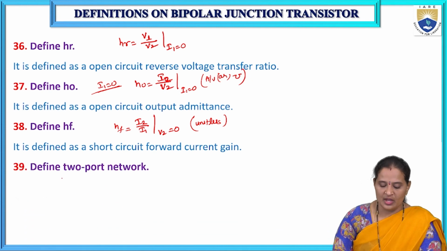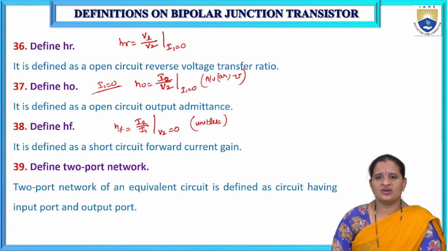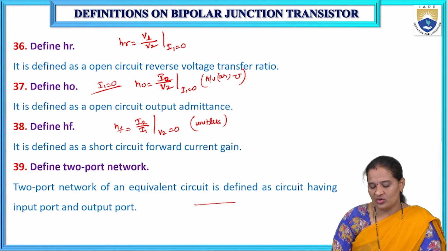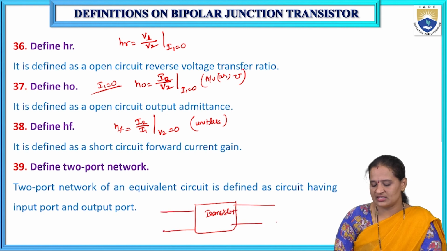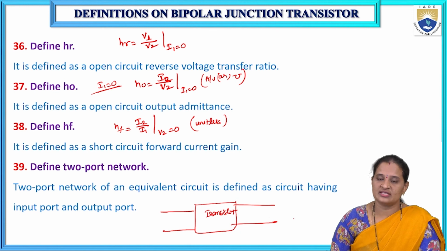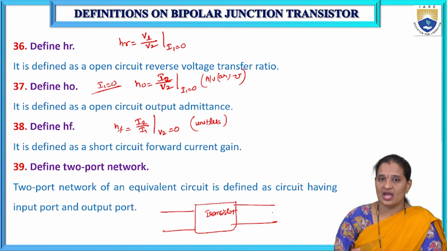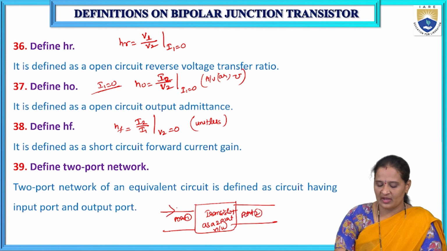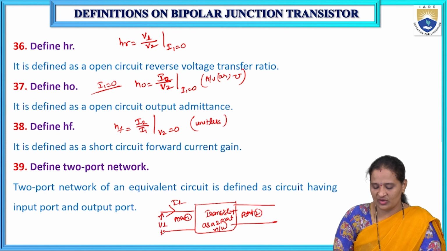Now define a two-port network. What is a two-port network? A two-port network, or equivalent circuit, is a circuit having an input port and an output port. As we all know, a transistor can be approximated as a two-port network, where we have three terminals: emitter, base, collector. Any one of these three terminals is taken as common between the input and output, and among the other two terminals, one is taken as the input and the other as the output. So this is port 1, or the input port, and this is port 2. The current flowing is I1 and the voltage drop across this is V1, whereas the current flowing is I2 and the voltage drop across this is V2.